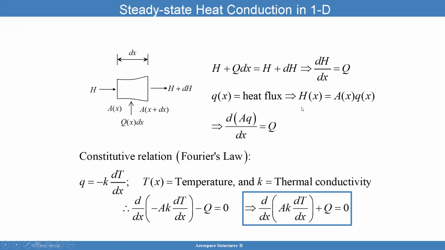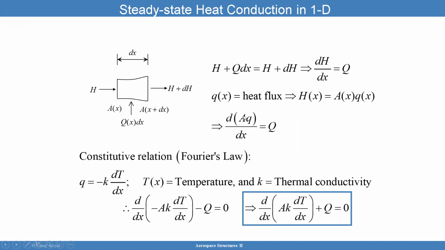The heat flux then becomes, if I look at it in terms of cross-sectional area, a heat flux quantity, Hx equals A times q, right? The cross-sectional area. So I can now substitute this heat flux, this quantity per unit area, into this equation. So I get d(Aq)/dx, with respect to x, equals Q.